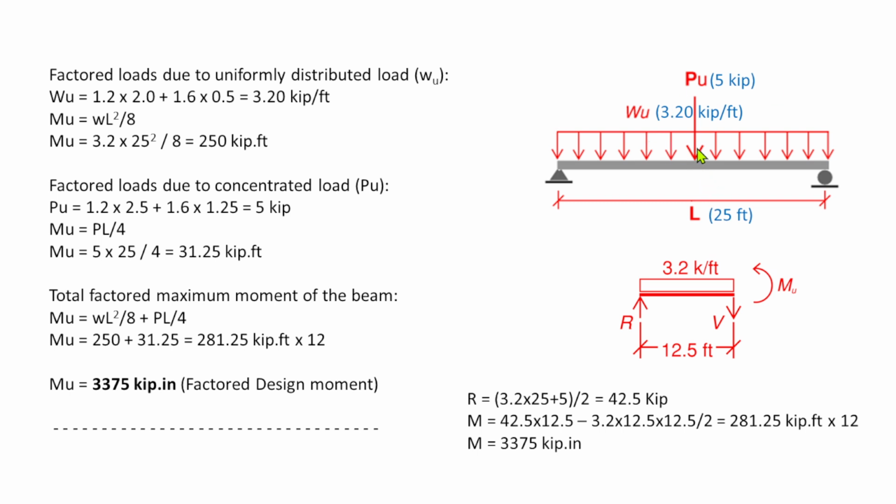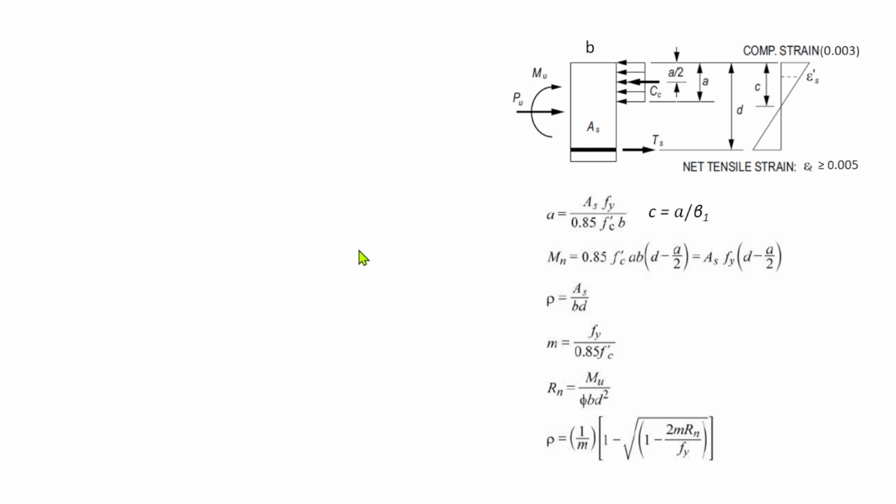But if the load Pu is off-centered from the center, you cannot use this kind of system. You need to draw the shear and moment diagram to determine the location of maximum moment. Okay, we have determined the factored design moment. So the next thing is we have to design the beam.